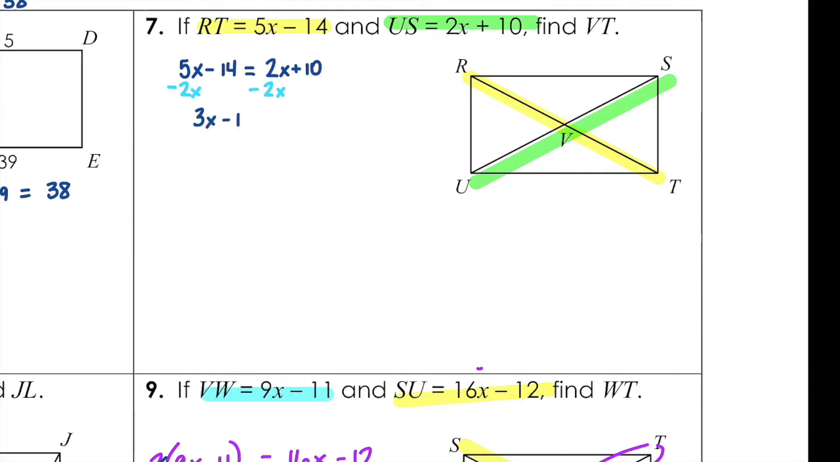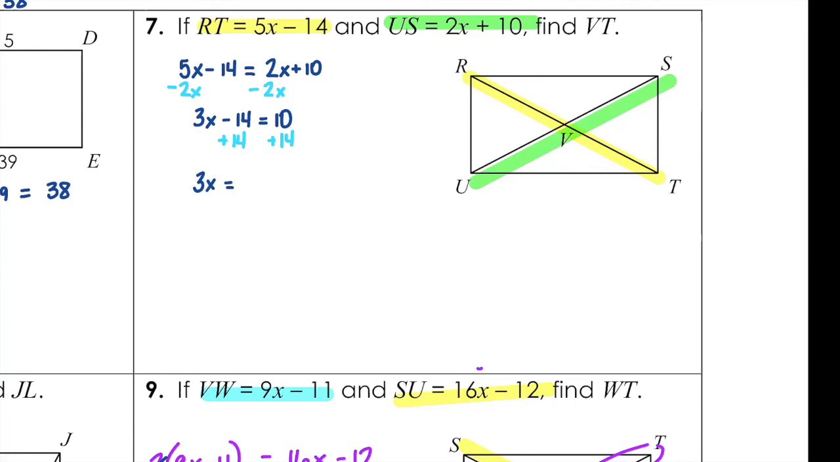3x minus 14. No, I'm writing in highlighter. Can't write in highlighter. I only call myself dummy. I wouldn't call somebody else a dummy. It's an accurate description. I will call you a weirdo.